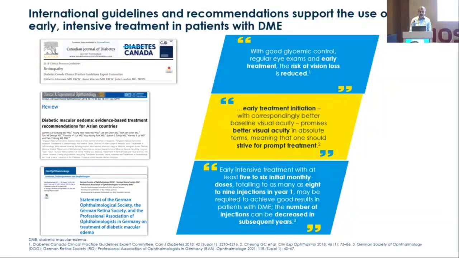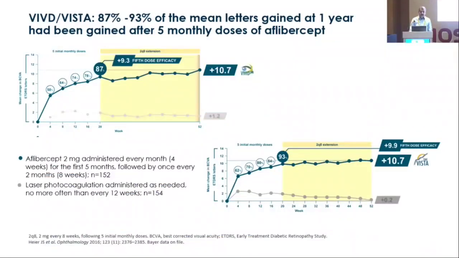Get the treatment as early as you detect them with DME. You have to spend time with them, counsel them, and show them the results of the various studies so that they can agree to these early interventions. These studies also show that 87 to 93% of the mean letters gained at 1 year had been gained after 5 monthly doses of aflibercept. So the early loading dosing is very necessary.